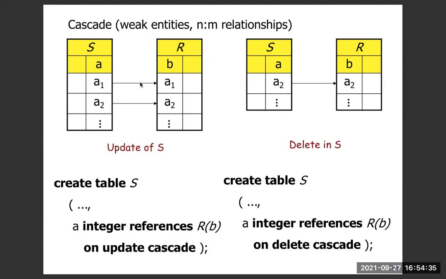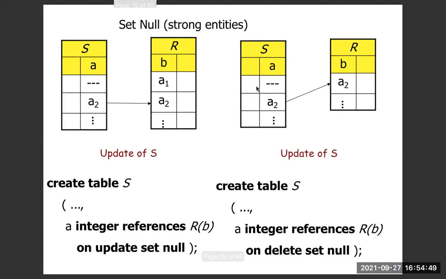So updates are cascaded to the back reference, and deletes are cascaded too. ON UPDATE SET NULL, or ON DELETE SET NULL. So A1 is changed, and everything that references it is just set to null. In case of delete, there is no record of A1 anymore, and everything that references it is set to null.